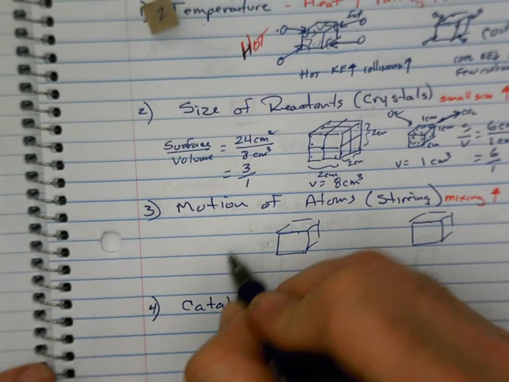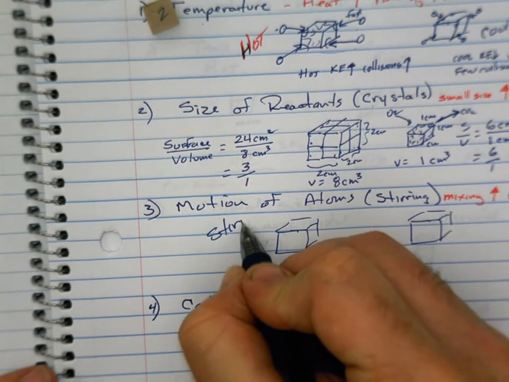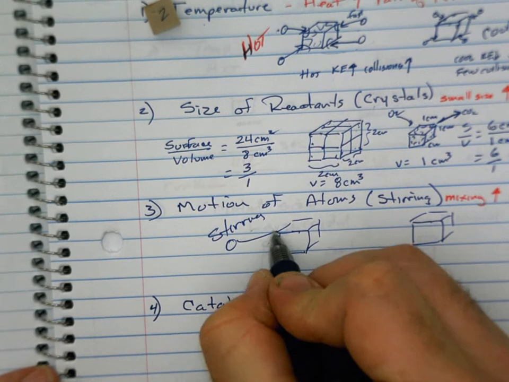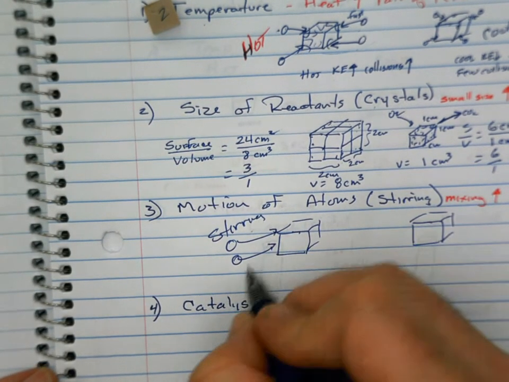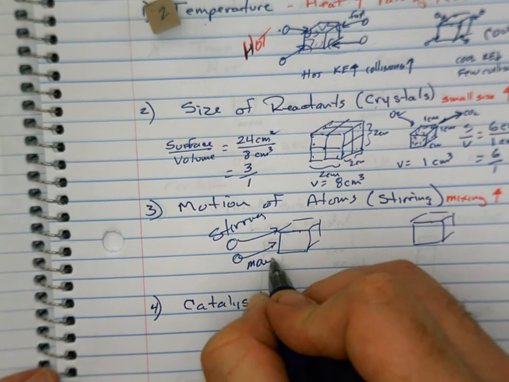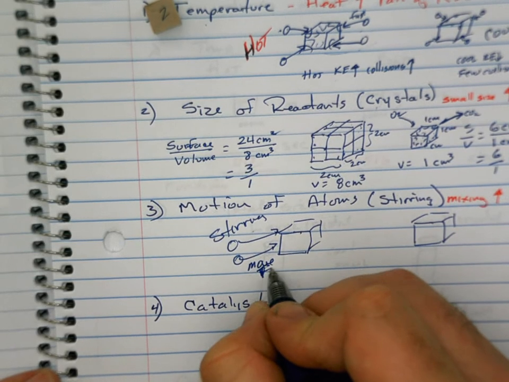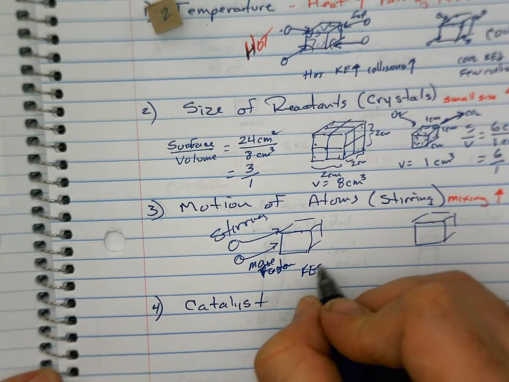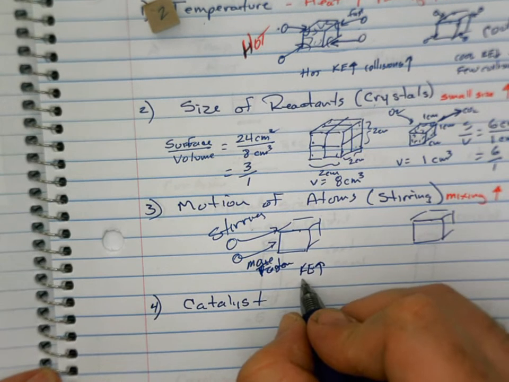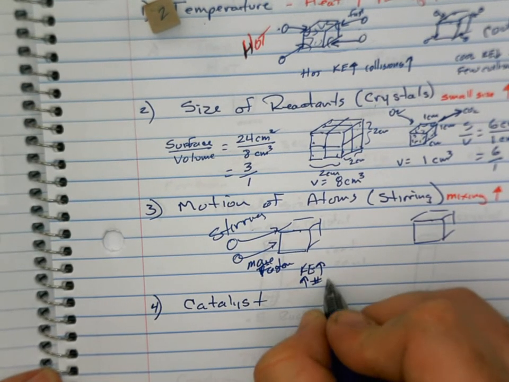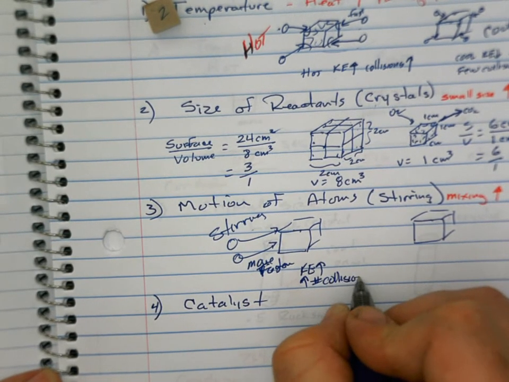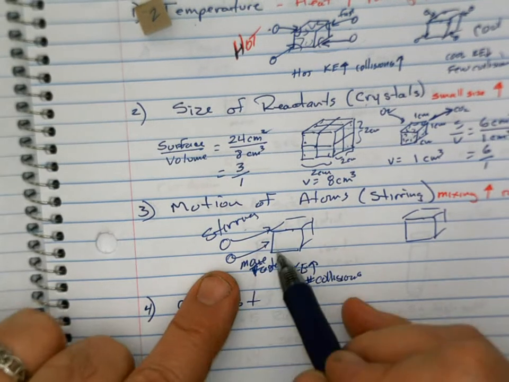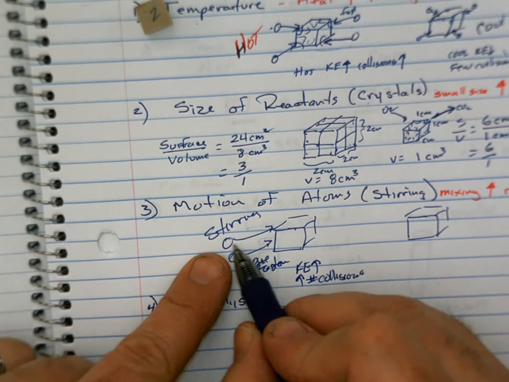So stirring makes the atoms move faster. Kinetic energy, which is motion, increases. You get increased number of collisions. So the motion, the stirring, is bringing particles in faster.